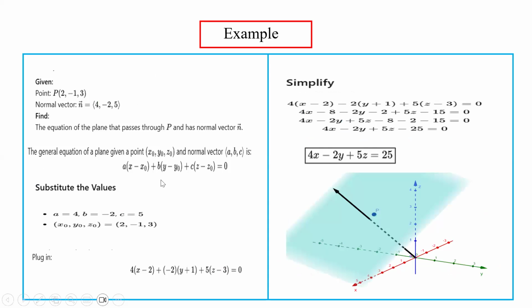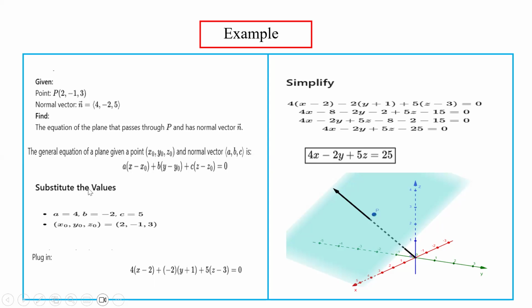Good morning, everyone. I'll be taking you through an example of an equation of a plane. We're given point P with coordinates (2, -1, 3), and our normal vector n is (4, -2, 5). We have to find the equation of the plane that passes through P and has normal vector n. We can use the general equation of a plane given a point and the normal vector: a(x - x0) + b(y - y0) + c(z - z0) = 0.